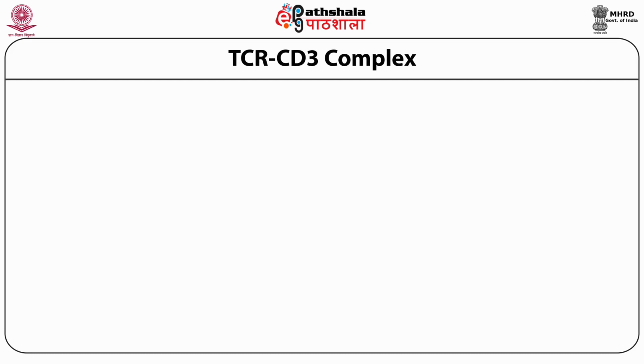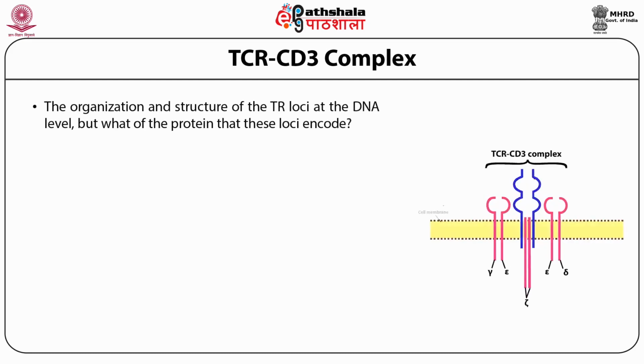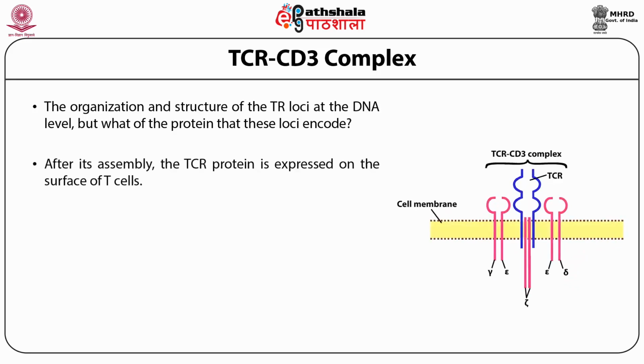So far, we have discussed the organization and structure of the TR loci at the DNA level. But what of the protein that these loci encode? The protein in question being the T cell receptor or the TCR, which is composed of two polypeptide chains. After its assembly, the TCR is expressed on the surface of T cells. Here it is found in association with the CD3 complex, and the resulting complex is referred to as the TCR-CD3 complex.